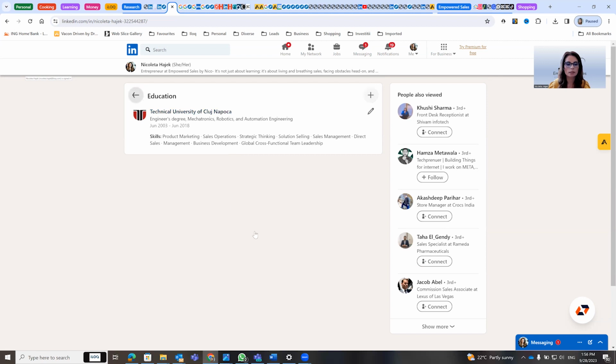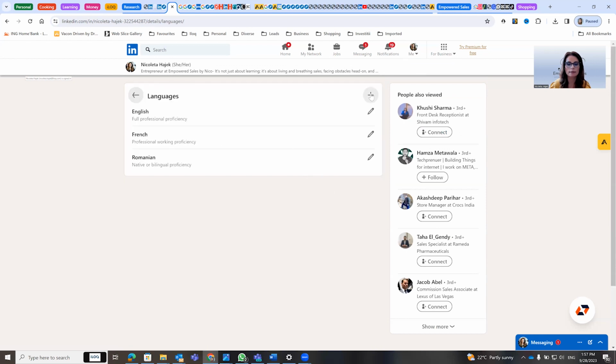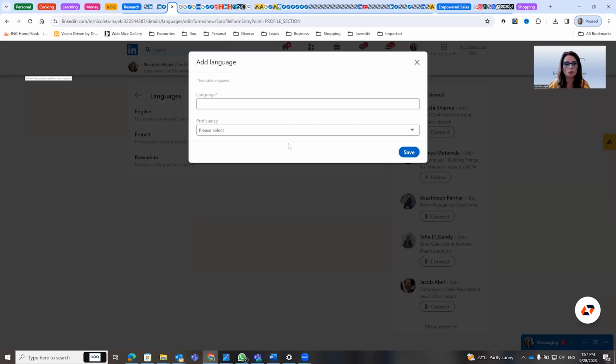Okay, so this is related to education. Then, of course, you can add the languages that you are talking to which level, because like that, they will be able to identify, even if, for example, they are not English speakers, but maybe Spanish or French or German or other languages. And here you can write what language you are talking.